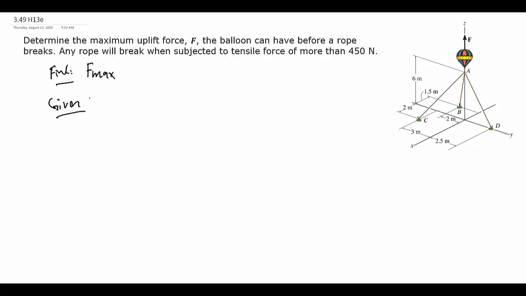And we're given the information that the tension in any one rope can be 450 newtons before failure. So looking at our situation, we have a particle equilibrium type of question. We have three ropes all connected at A, and we have an upward force that's also directed through A. So all of the forces are going to be concurrent. They're all going to pass through A. So we can model A as our object of interest, or our particle of interest.